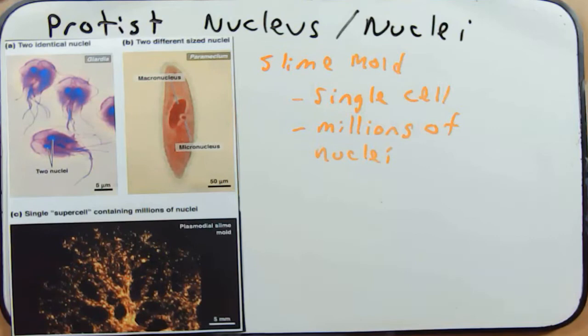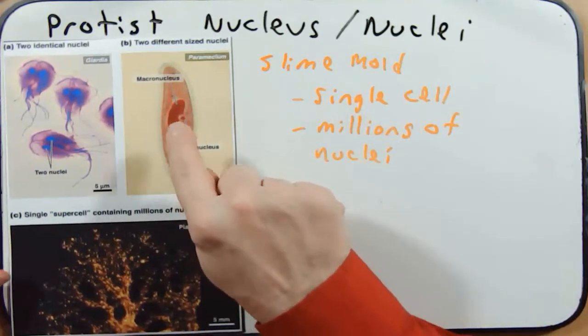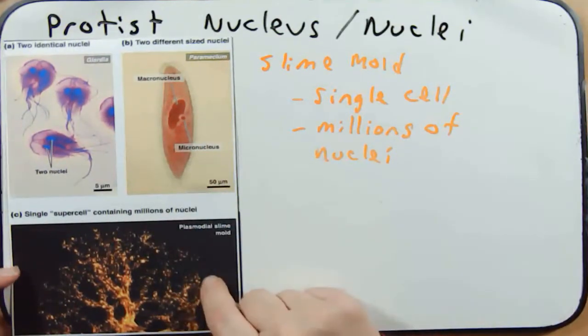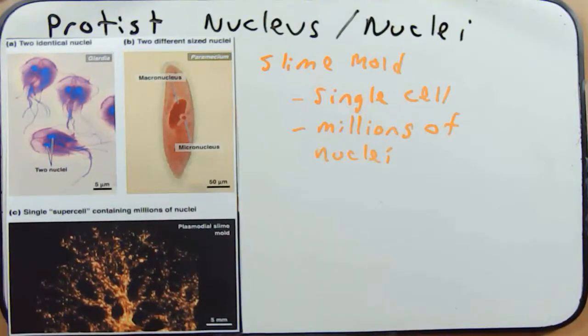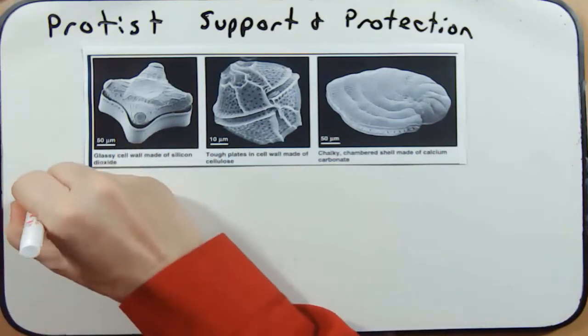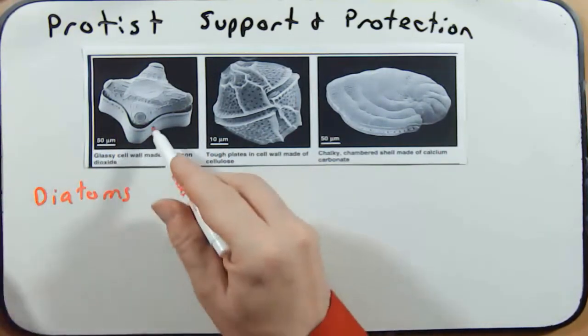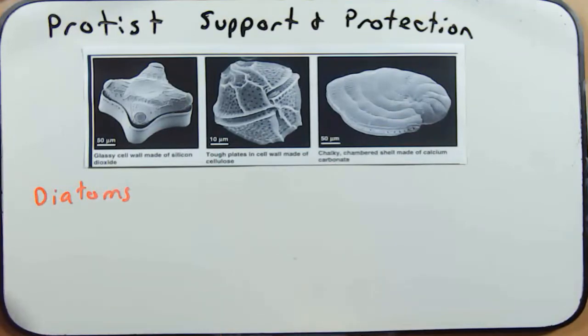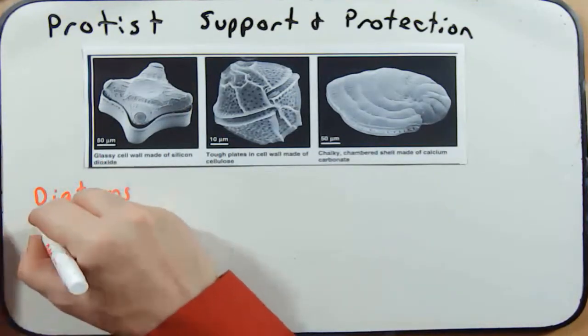So while most protists contain a single nucleus, here we see three different examples of either containing identical pairs of nuclei, nuclei that have different sizes and different functions, and in this extreme case, a single cell with millions of nuclei in them. Next, let's talk about the different kinds of support and protection that different protists have. Now, maybe one of my favorites is seen here with this type of protist called the diatoms. And now this is a very interesting protist in the sense that its cell wall is essentially made of glass. It's a silicon matrix, but it's essentially very similar to glass.